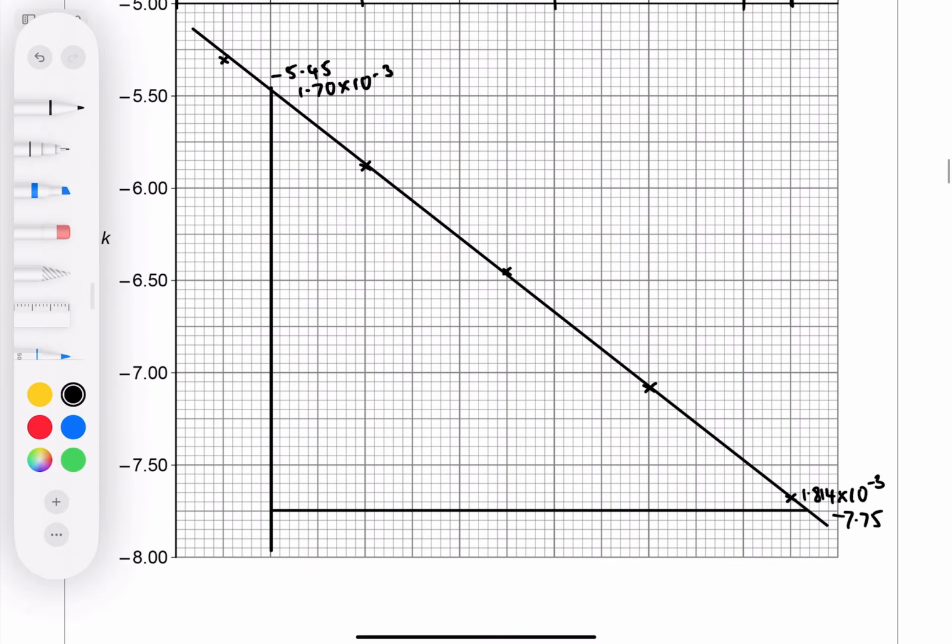So we can do the change in our y values. So minus 5.45 minus minus 7.75. So the difference is 2.3. And then the difference in x, doing it the same way, 1.7 times 10 to the minus 3 minus 1.814 times 10 to the minus 3. And that is minus 1.14 times 10 to the minus 4.